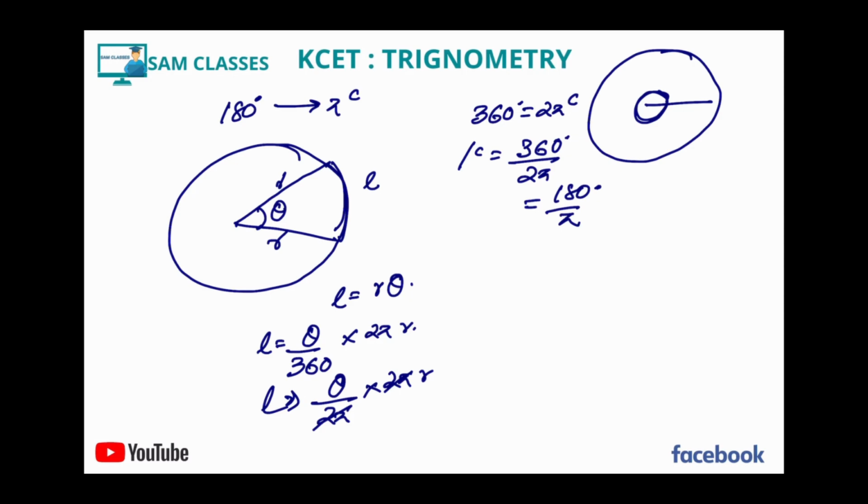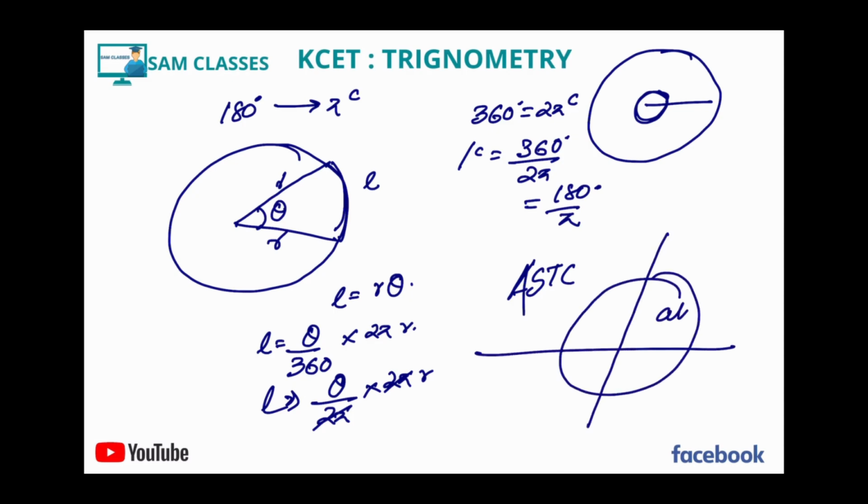Next part is we should remember ASTC. What is this ASTC? A lot of people say all silver teacups; they have some different names. Whichever way you call it, ASTC stands for all, sine, tan, cos. So in the first quadrant, from 0 degree to 90 degree, all trigonometric ratios are positive. Now coming to the second quadrant, only sine and its reciprocal cosec is positive.